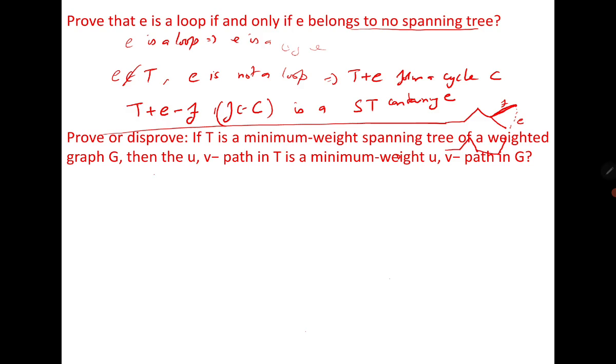So it's easy to generate a counter example. A, B, C, all edges have weight 1. Now consider, or instead of ABC, let's call it UWV. Now the minimum weight spanning tree is UWV, which means the weight is 2. But in the graph G, the length of the shortest path and its weight is 1. So therefore the above result is not true.